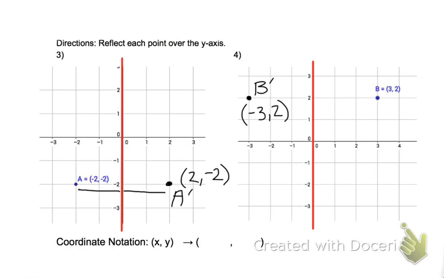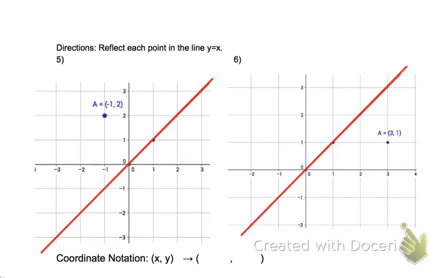So looking at our rule for reflecting over the y-axis, we're going to do the opposite value for our x coordinate and then keep the y value the same. So looking at number 3, we kept the y value the same, but we changed the x value from a -2 to a +2. Same thing with number 4, we kept the y value the same, which was our 2, and then we changed the x value from a +3 to a -3.